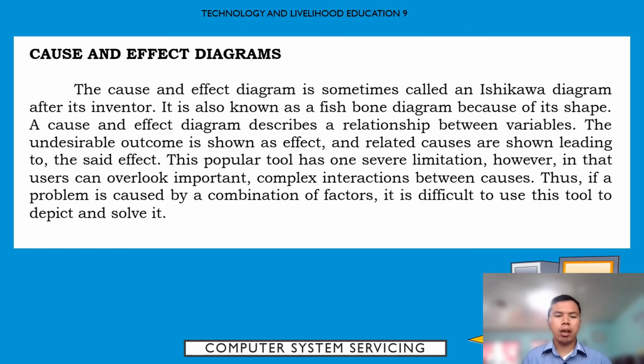The next is the cause and effect diagram. The cause and effect diagram is sometimes called the Ishikawa diagram after its inventor. It is also known as the fishbone diagram because of its shape. A cause and effect diagram describes a relationship between variables. The undesirable outcome is shown as the effect, and related causes are shown leading to the said effect.